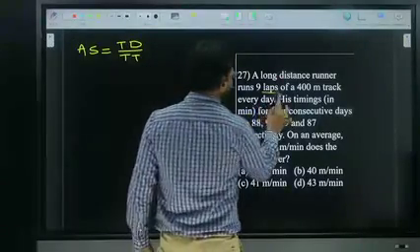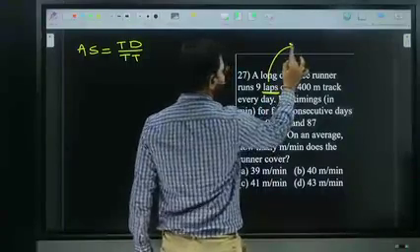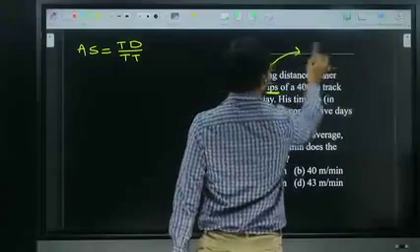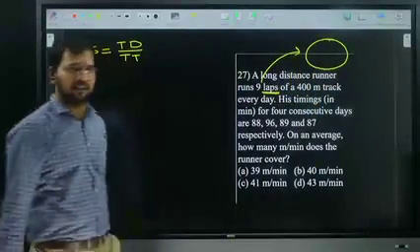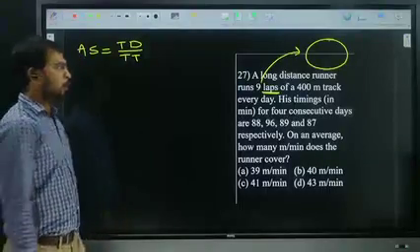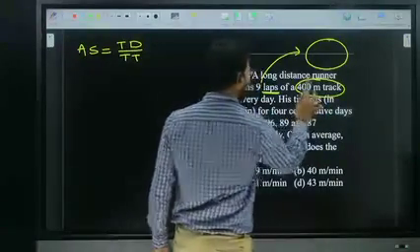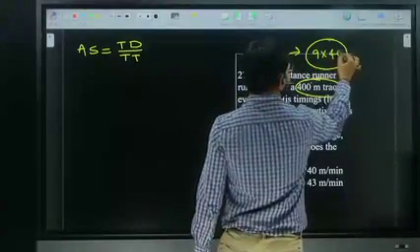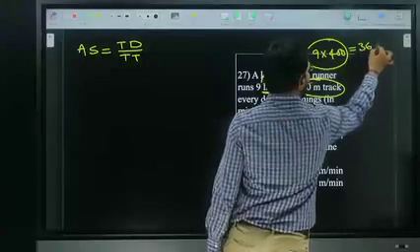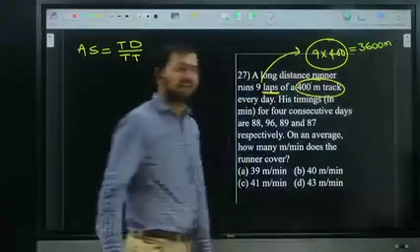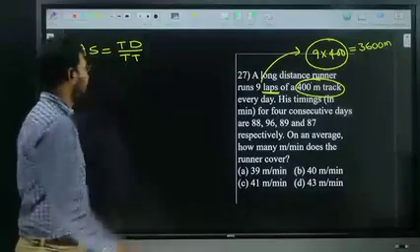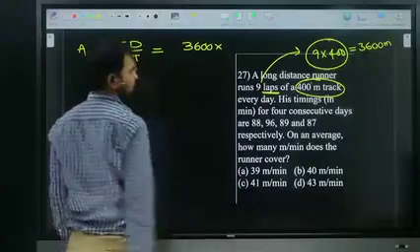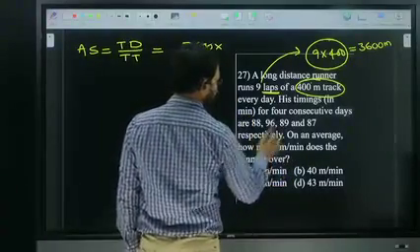A lap is nothing but one complete round, the circumference of the circle. One lap is 400 meters and every day 9 laps. Therefore 9 into 400, every day they cover 3600 meters. So per day 3600. Like that how many days? For 4 consecutive days.